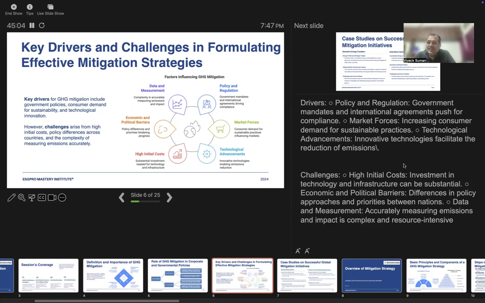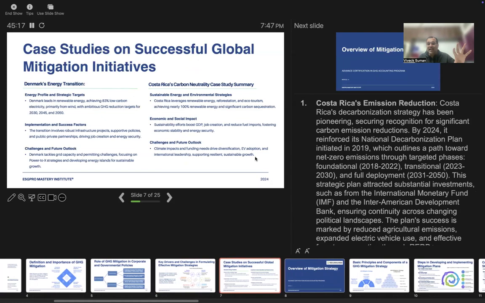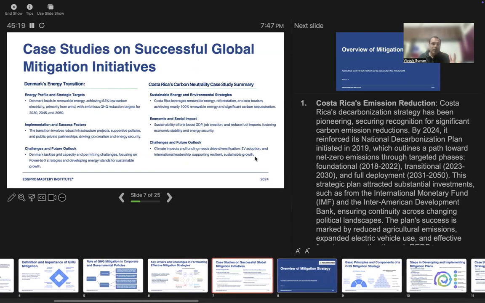Then comes data and measurement. Data itself is a discouraging factor. When you don't have the right data, any strategy will fail. Accurately measuring emission and impact is a complex and resource-intensive activity, and that's why it acts as a challenge, which makes you think more and find a way so you can do it well.